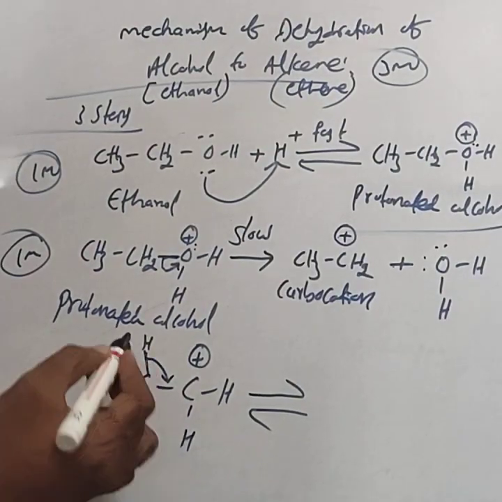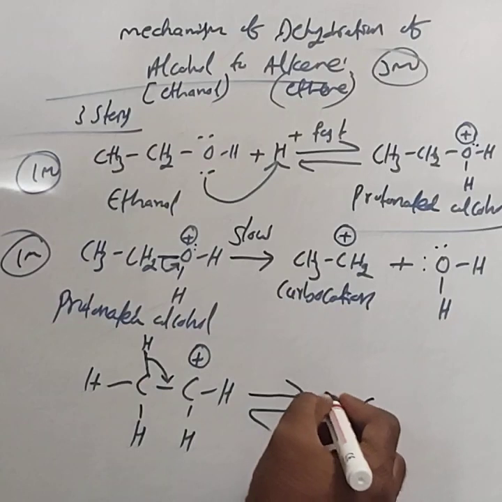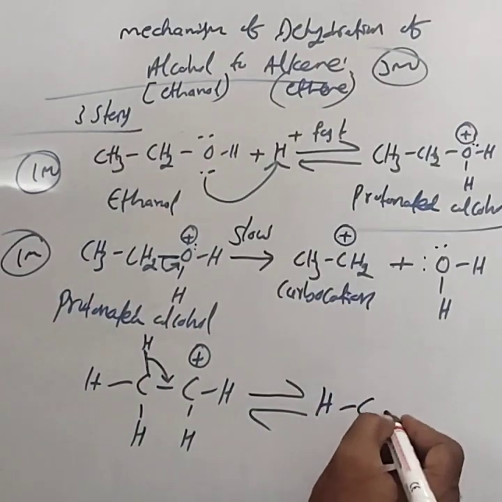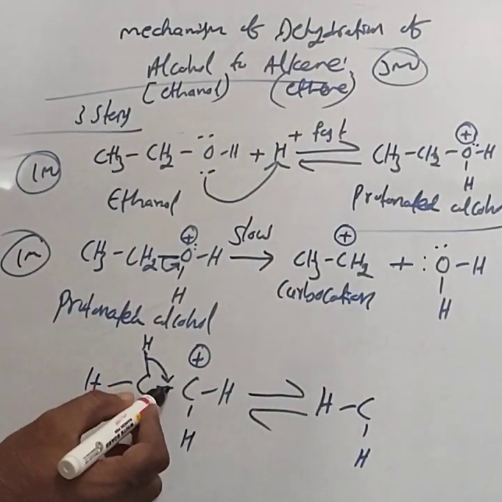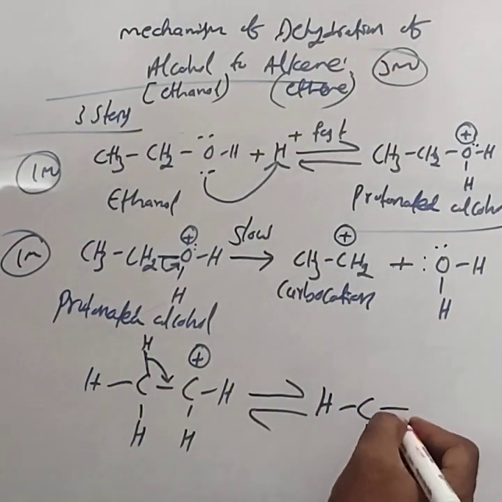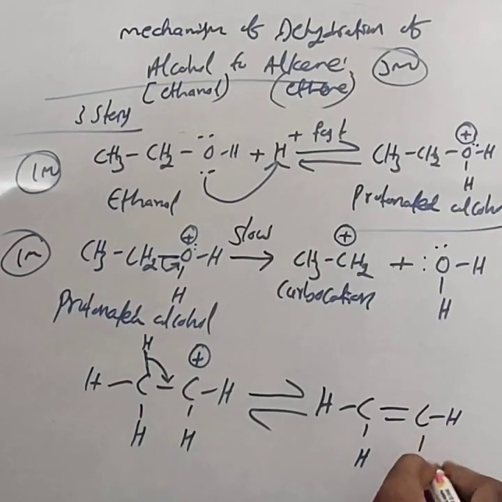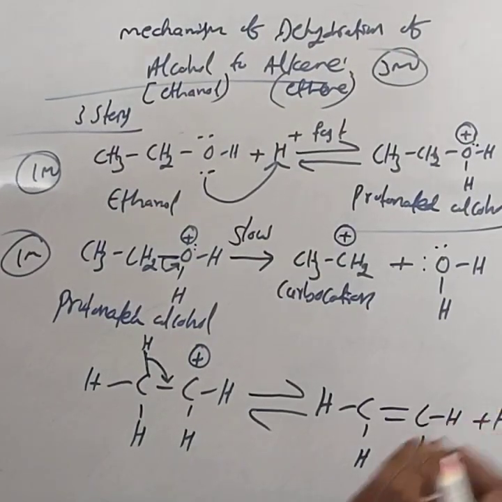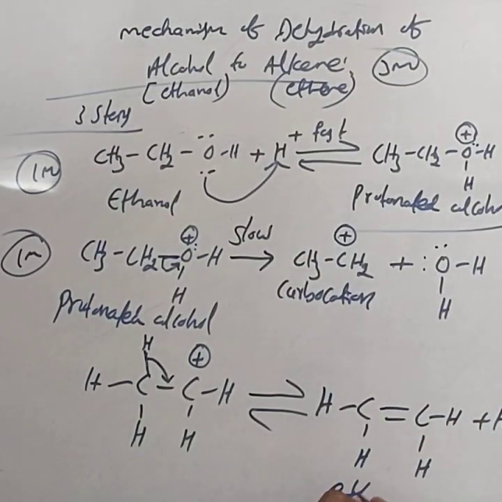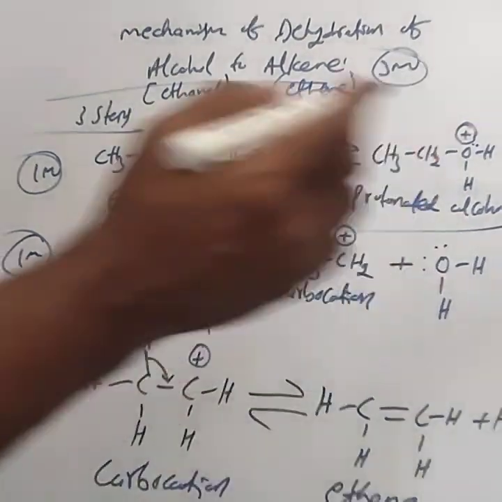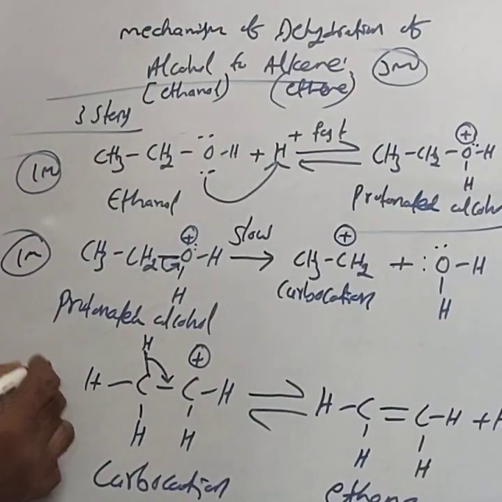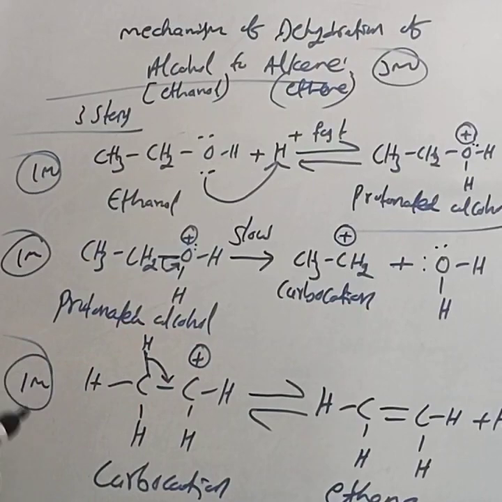Here loss of the proton takes place, resulting in the formation of CH2. When these bonded electrons move towards this carbon, a double bond develops: CH2=CH2 plus H+. This is ethene, an alkene. This is the third step: the carbocation loses the proton. This step carries 1 mark. That is, each step carries 1 mark.